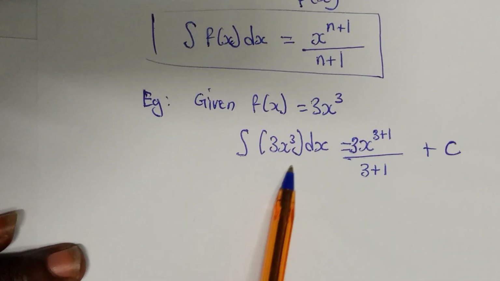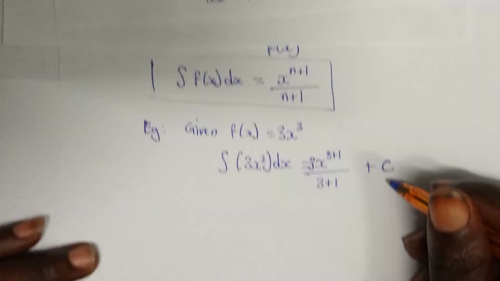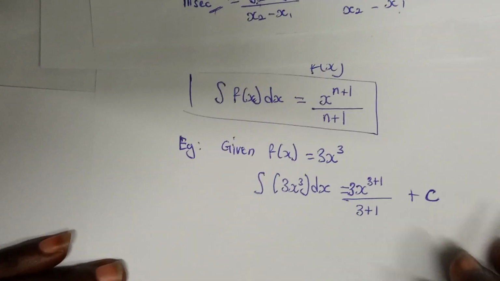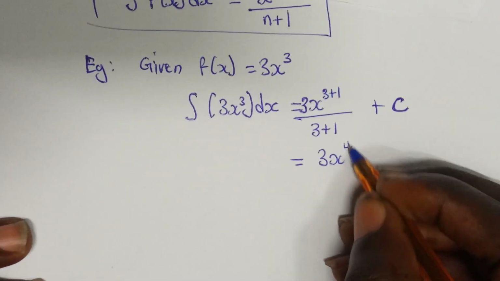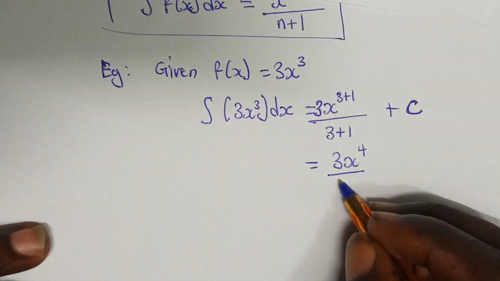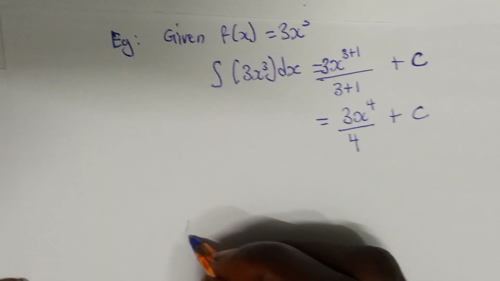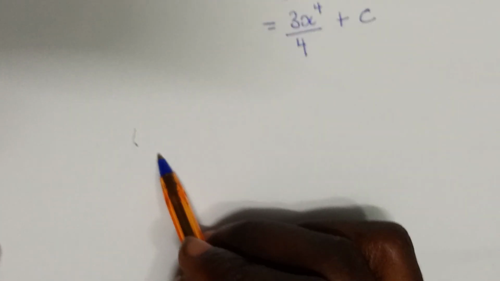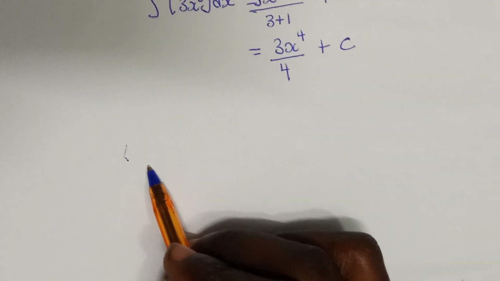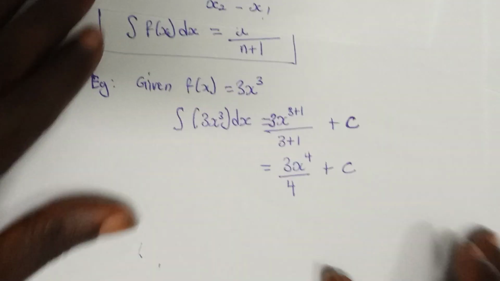We all know that integration is the opposite of differentiation, and differentiation of a constant is 0. So you need to bring your constant. Okay, so we are going to get 3x raised to the power 4 divided by 4 plus the constant. Integration is useful for calculating how much something accumulates over time. Okay, so let's move on.